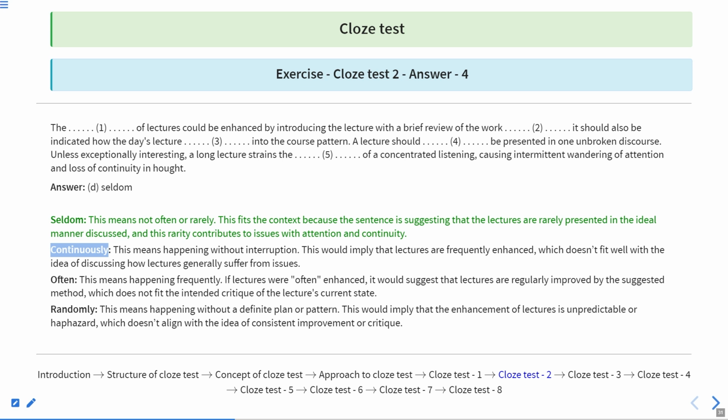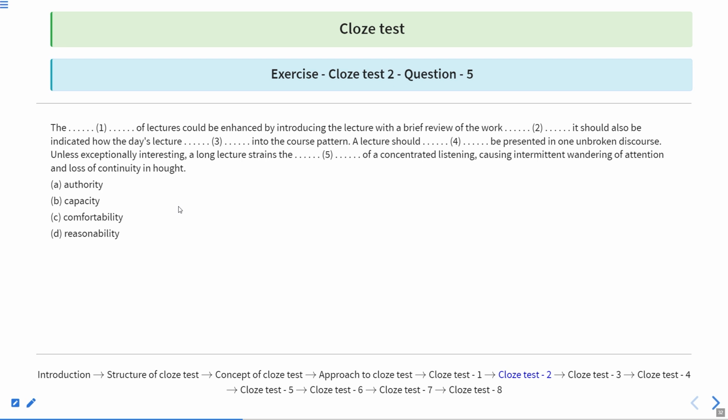suffer from issues. It cannot be often, which means happening frequently. If the lectures are often enhanced, it means that the lectures are regularly improved by the suggested method. This does not fit the intended critique of the lecture's current state. It cannot be randomly. This means happening without a definite plan or pattern. This would imply that the enhancement of lectures is unpredictable or haphazard. This does not align with the idea of consistent improvement or critique. So the correct answer was seldom.